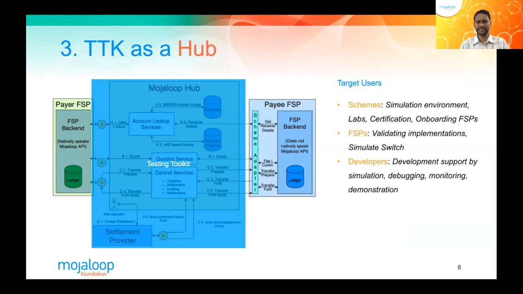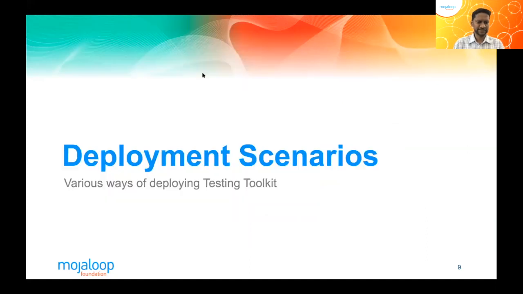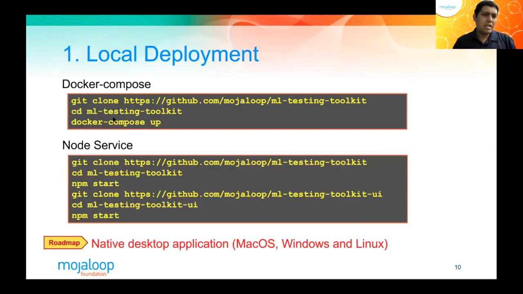We then go into the deployment modes. Vijay, you can touch on how the deployment can be done. Thanks, Sam. So I'm going to discuss various ways of deployment of the testing toolkit. The first and easiest mode is local deployment. If you have Git and Docker, you can directly download the testing toolkit and run Docker Compose. That's it. It will bring up the testing toolkit, and you can get the interface on your browser.